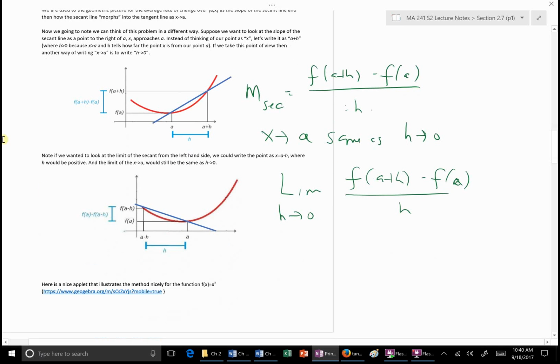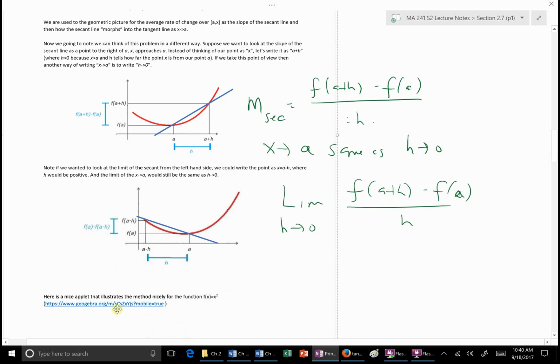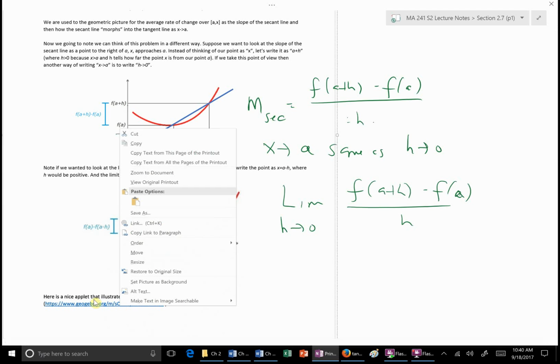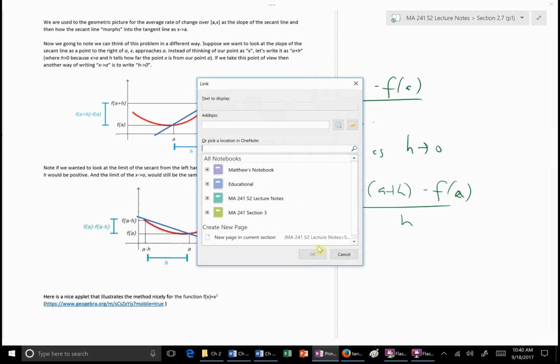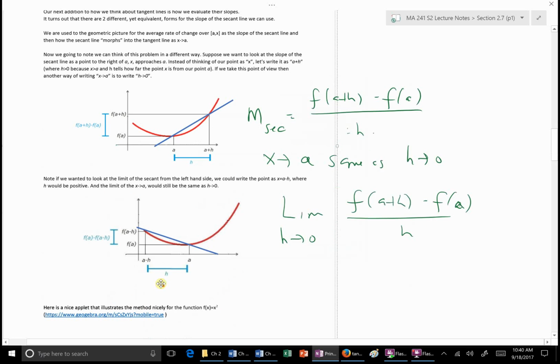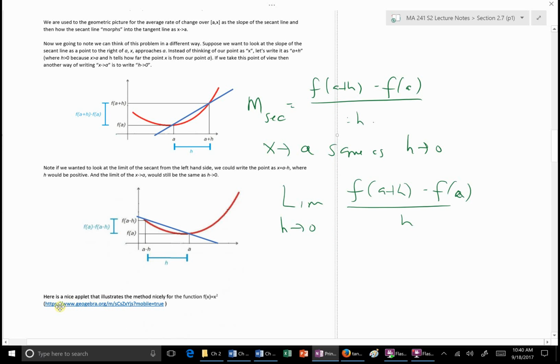There's a cool little applet, and I don't think I'm going to be able to open it. I got it to work this morning, and usually it even tells you it's going to open, but for some reason it's not. And unfortunately I don't think I can copy and paste it. So I'll leave this to you to play around with.